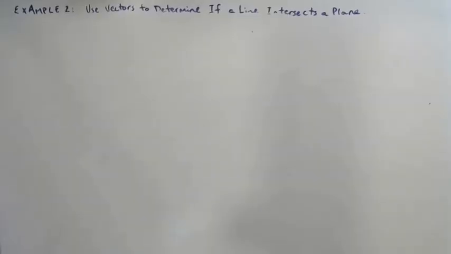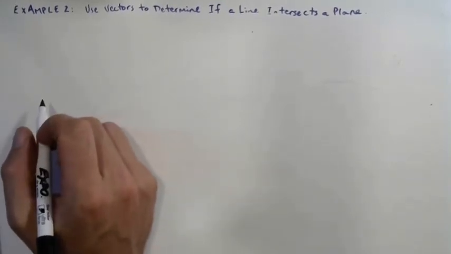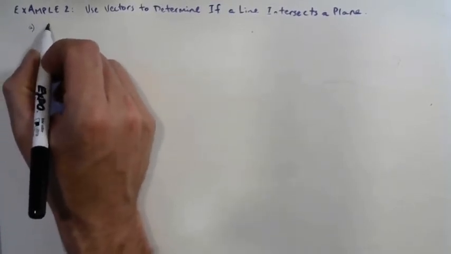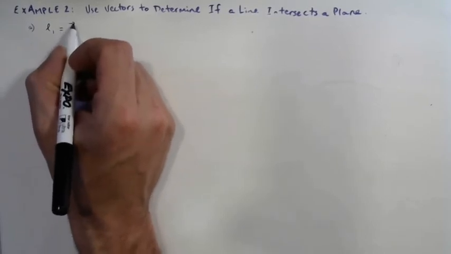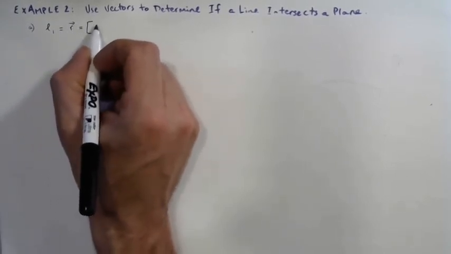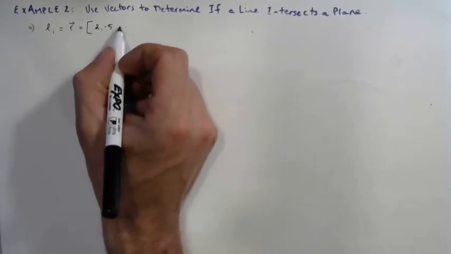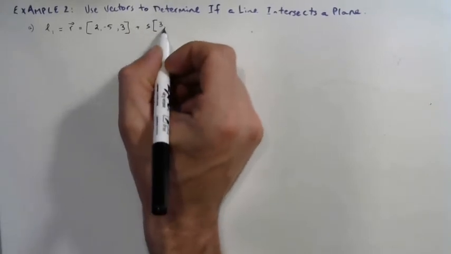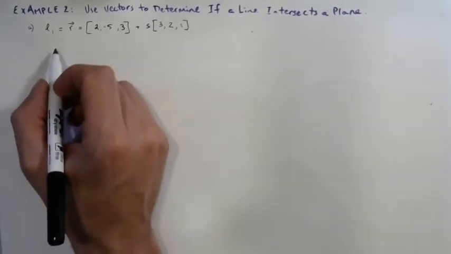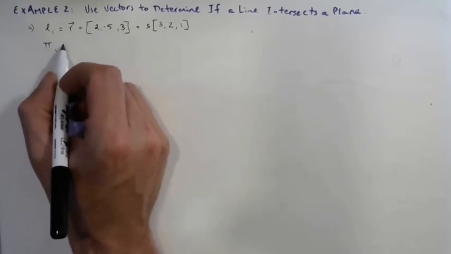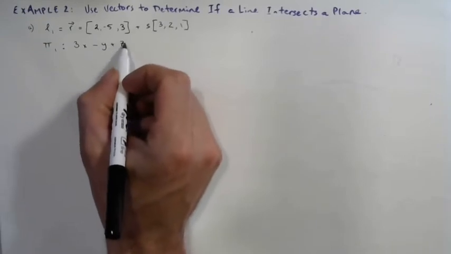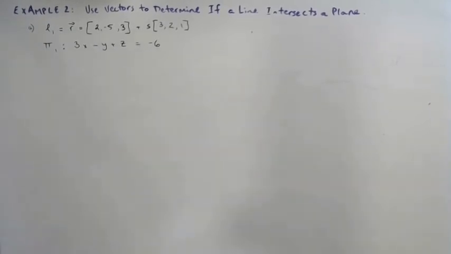So here we go. In example 2, it says without solving, determine if the line intersects the plane. So in example 2a, there's going to be a and b. We're given the line L1 is the vector (2, -5, 3) with direction (3, 2, 1). And we're given the plane 3x minus y plus z equals -6.